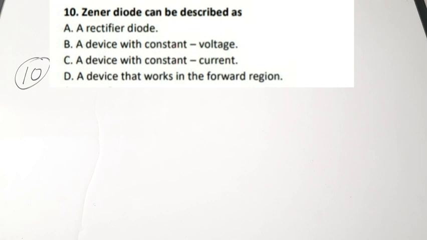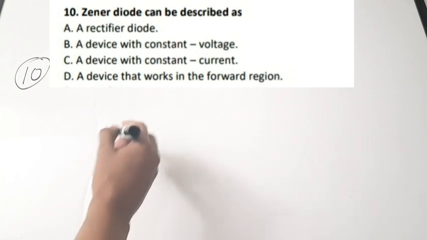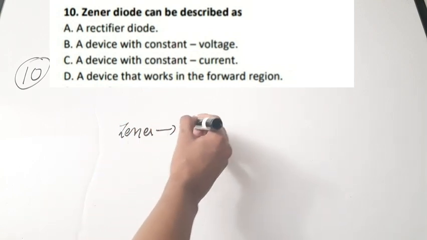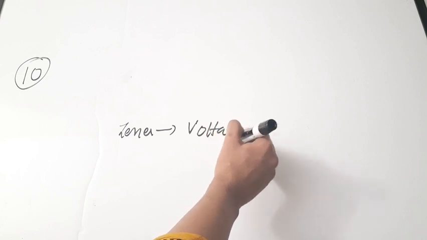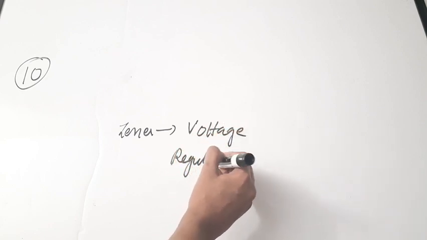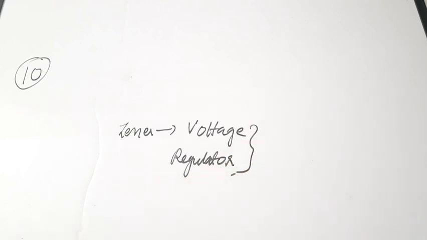The 10th question: Zener diode can be described as dash. A, rectifier diode; B, a diode with constant voltage; C, a diode with constant current; D, a diode that works in the forward region. Clearly, Zener diodes we generally don't use as rectifiers. Mostly we'll be using it as voltage regulators. Whenever you hear Zener, you'll be using it 90% of the time as a voltage regulator. Why? Because a voltage regulator should have a constant voltage. So a Zener diode is a device with a constant voltage.